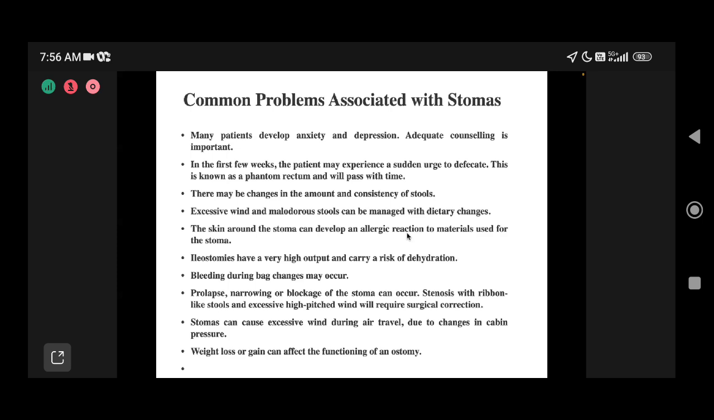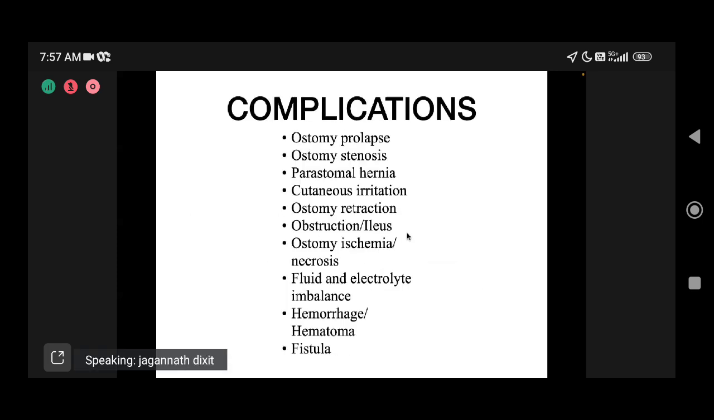Then there is the risk of dehydration, especially with a high output stoma. Then bleeding during the bag change, and prolapse, narrowing or blockage of the stoma can occur. Stenosis, ribbon-like stools and excessive high pitched wind will also require some corrections. Whenever a patient travels by air, there can be a cabin pressure change. All this the patient also has to be explained. There can be some changes with the gas coming out into the bag, and that has to be educated. Weight loss and gain can sometimes affect the function because of body physics.